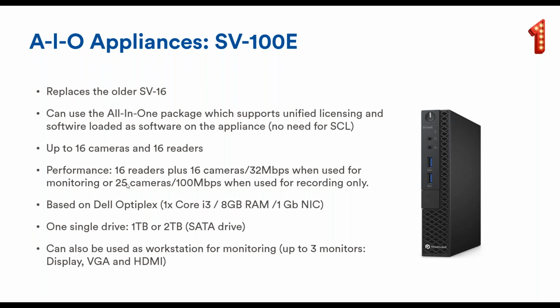The SV100 can also be used as a recorder only. So if you have an enterprise system with multiple sites, you could be using on a remote location an SV100 as an archiver only, and doing so will allow you to have 100 megabit per second of recording on that appliance.